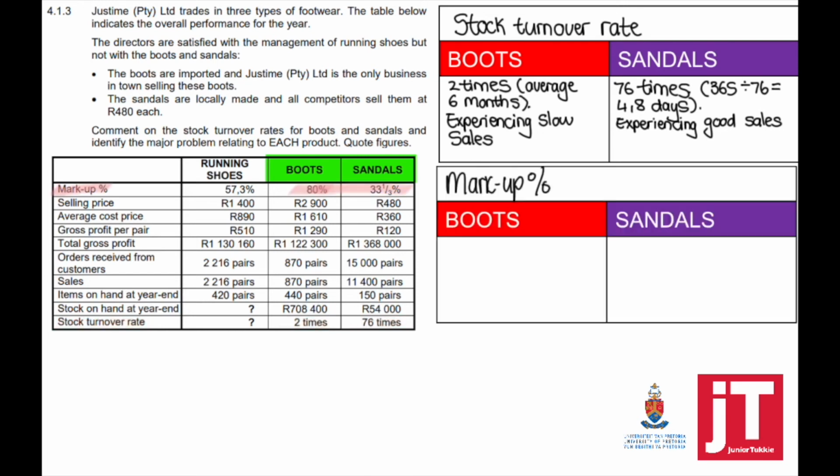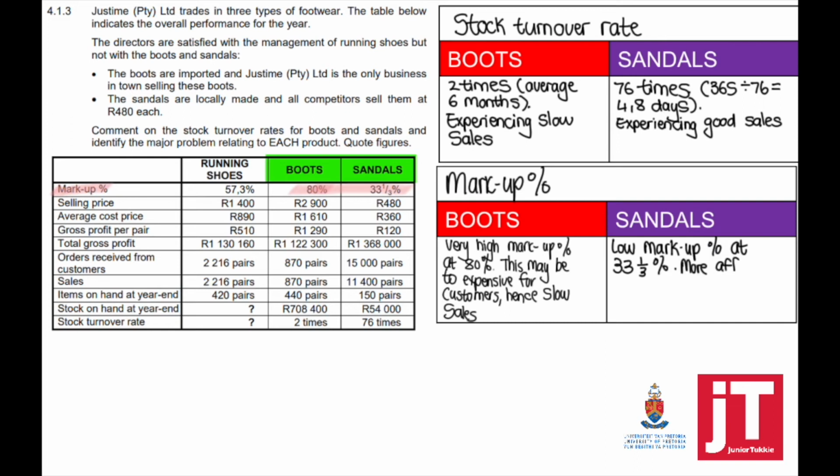If we now compare the markup percentage, boots, they've got a very high markup percentage, 80%. This may be too expensive for customers, hence the slow sales. Remember, if you look at the stock turnover rate, it's 2 times per year. So on average, we're keeping the stock for 6 months. If we look at sandals, their markup percentage is 33,1%. This is more affordable to customers. That's why they're experiencing better sales.